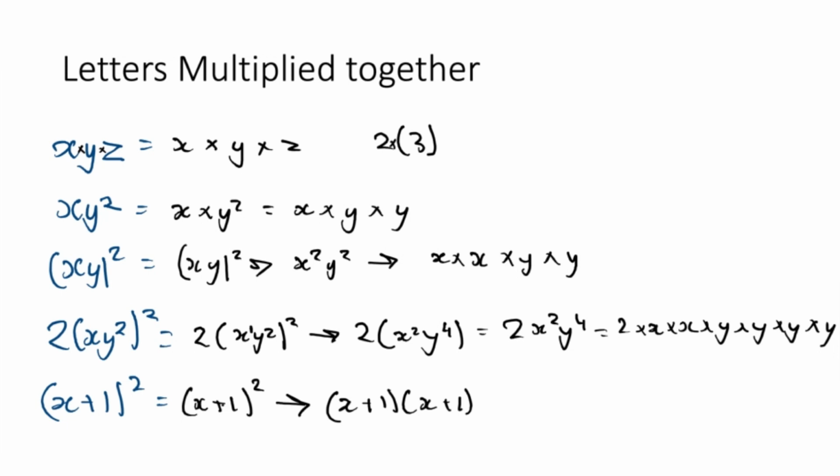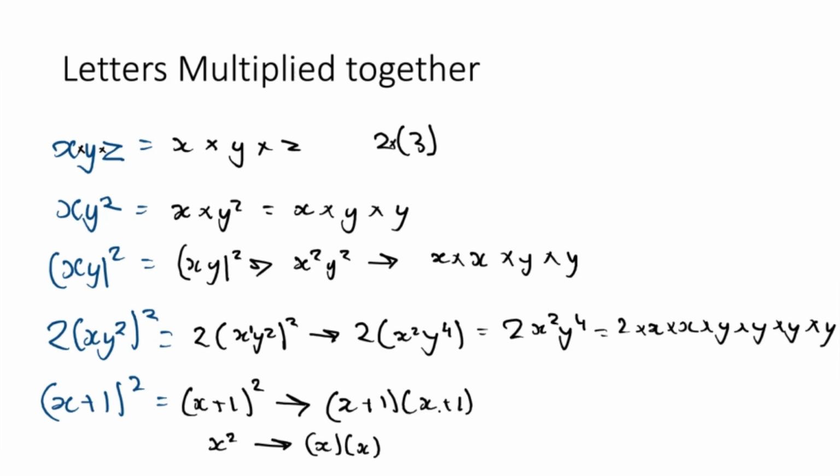It's whatever's in the brackets times whatever's in the brackets, just like saying x squared. If I said x squared, you could also write it like this: x times x. So all we did is just substitute the x with x plus 1. X plus 1 times x plus 1.